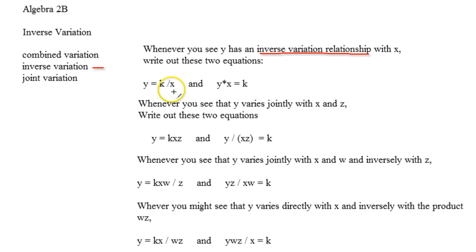Okay, y equals k over x and y times x equals k. Now understand that k is our constant. Okay, and as you can see in the forthcoming ones, k will always be the constant of variation. Okay, so as long as we understand that, we should be good. It's the same as direct variation.